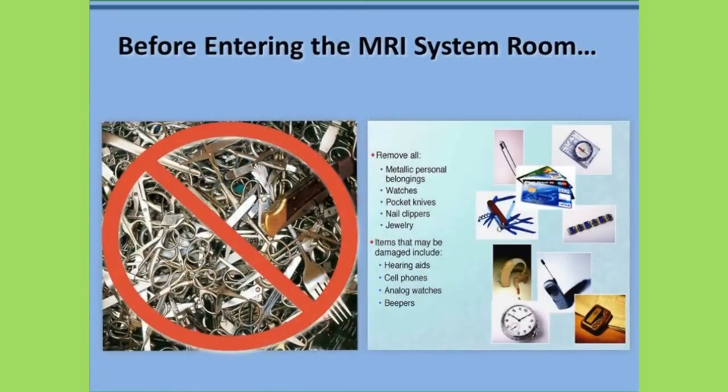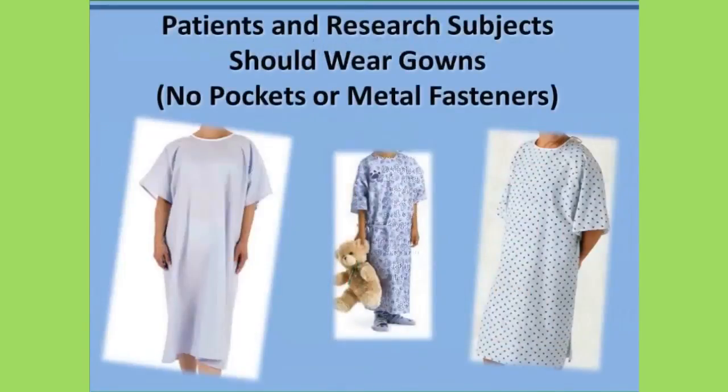Besides being attracted to the magnetic field of the MRI system, objects such as external hearing aids and cell phones may be damaged by the static magnetic field. Also, the static magnetic field can erase items that use magnetic storage media such as bank cards and credit cards. Therefore, these objects are also not permitted into the scanner room. In order to prevent patients or research subjects from taking personal items or other objects into the scanner room, it is vital to make sure that they always wear gowns or scrubs that do not have pockets.